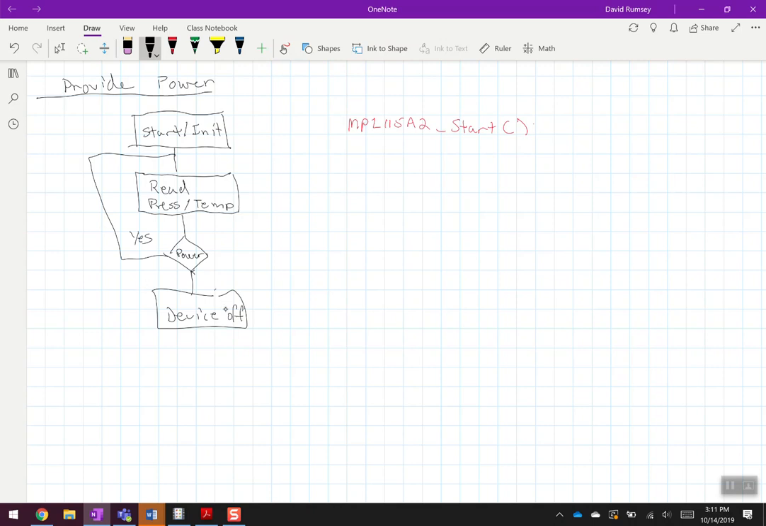Now there's no commands for this device off, but what we can see here is we're going to need something to read pressure and temperature. So I'll say read, and instead of writing pressure all the way out, I'll just do press. We're going to need some function that does that. And then MPL115A2 read temp, and some function that does that. Okay, so that's really all we are going to end up having.